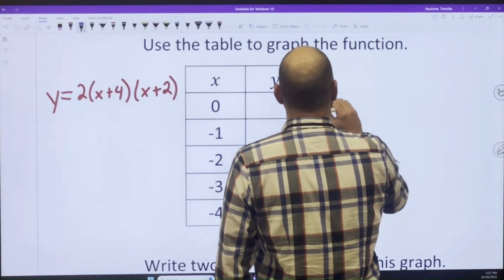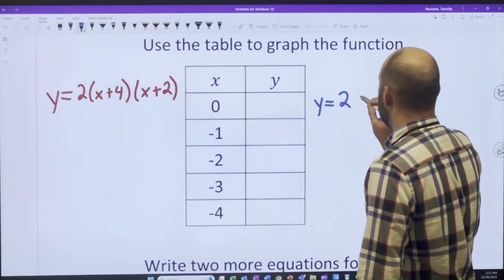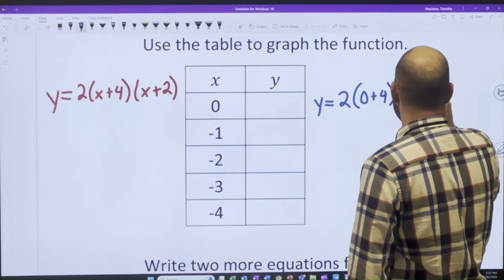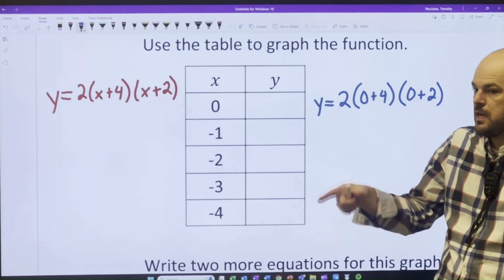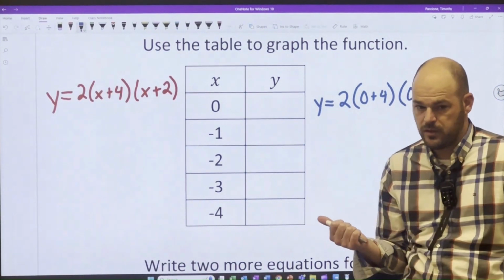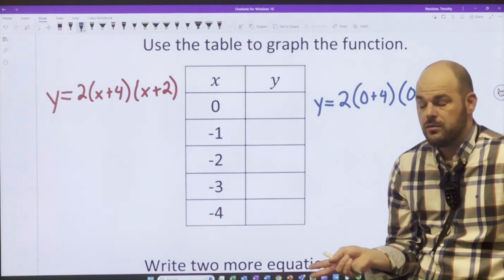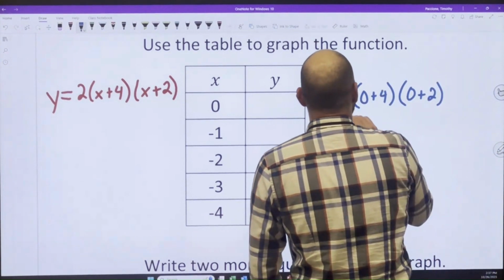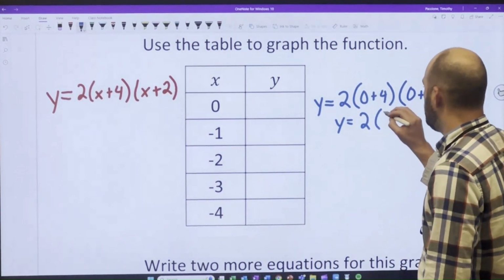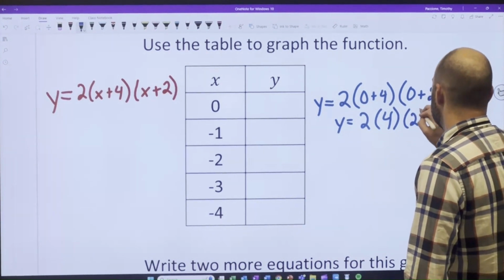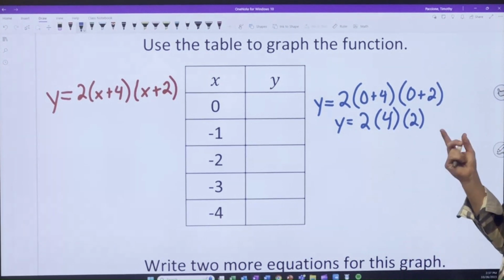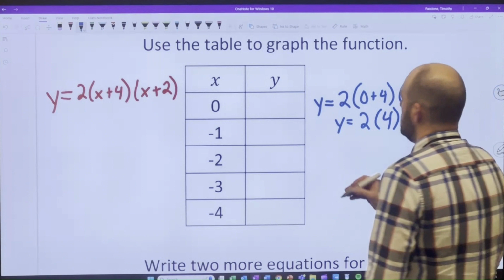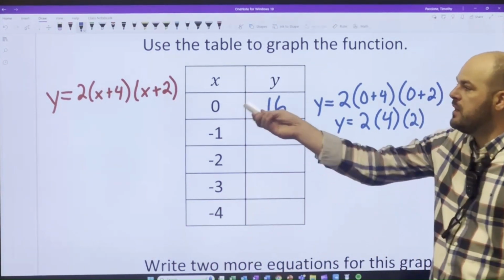So for the first one, y equals 2, and then instead of x, I have 0 plus 4, and then instead of x, I have 0 plus 2. Wherever I see x, I put my x. Does that make sense? Okay, so now I just do the math. We got order of operations, parentheses first, and then we'll multiply. So this becomes y equals 2. 0 plus 4 is 4. 0 plus 2 is 2. 2 times 4 times 2 is 2 times 4 is 8, times 2 is 16. So 16 is your y when x is 0.